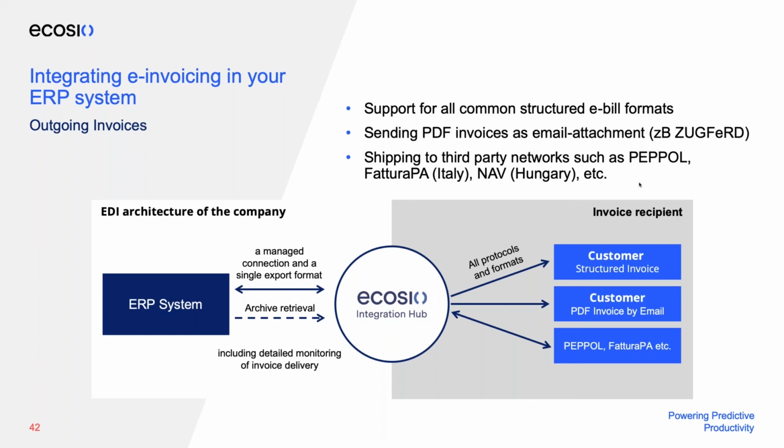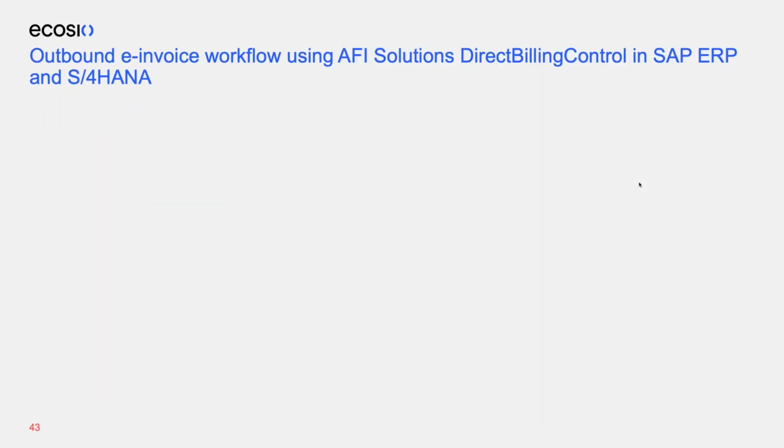Also important is that using an archive API, you're always able to fetch all sent information back to your ERP system, back into your local archive, or your enterprise content management solution, where they are then archived in order to fulfill legal requirements. An example for an outbound invoice workflow here using API Solutions direct billing control in SAP ERP and S4HANA looks as follows.